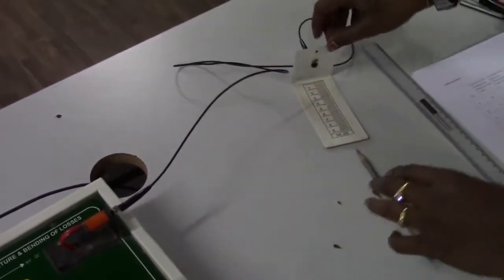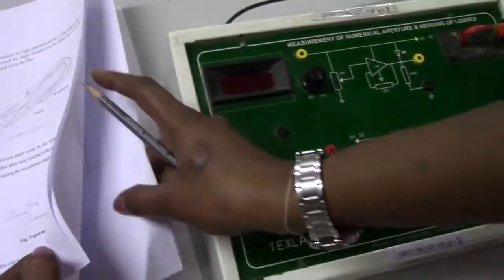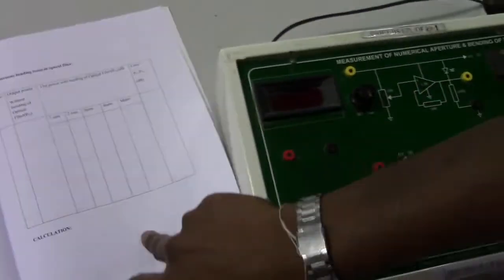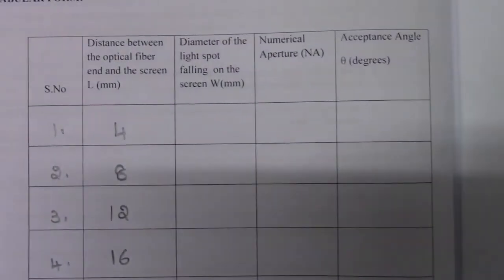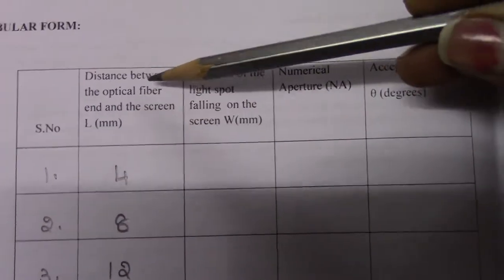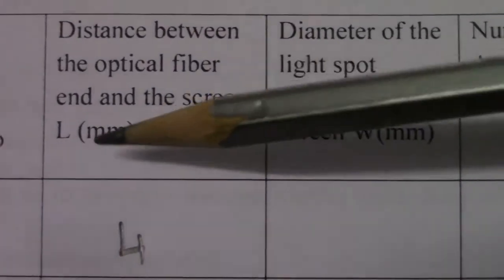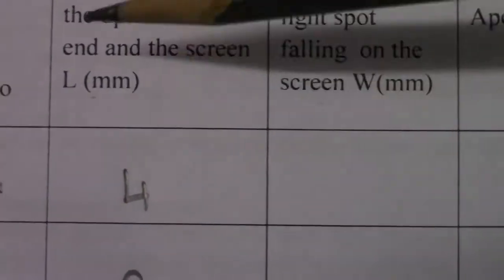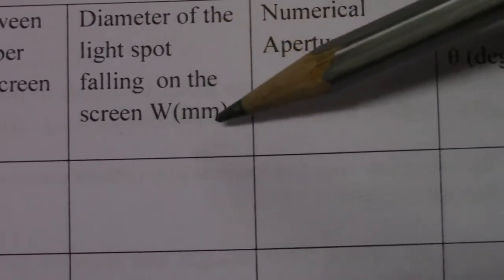So after connecting, you just keep it like this. Then what do you have to measure for this numerical aperture? For that I will show you the tabular column. So this is the tabular column. After connecting that, what are the readings that you need to take from the experiment? You are going to measure the distance between the optical fiber end and the screen, which is denoted with capital L, and also the diameter of the light spot falling on the screen, which is denoted with W, right?